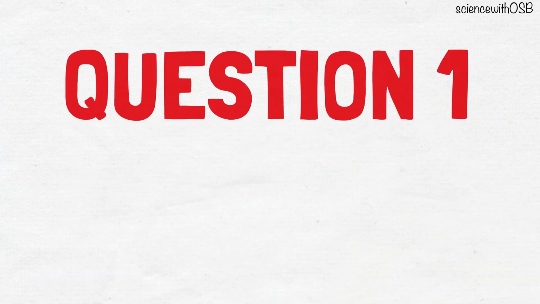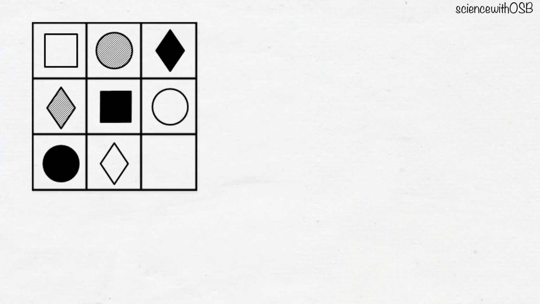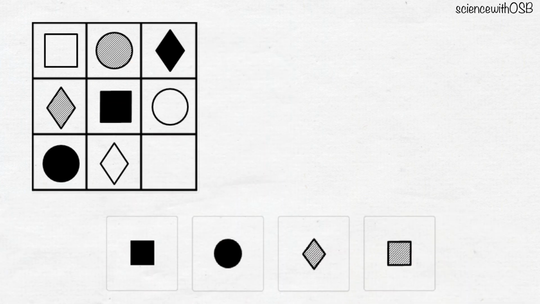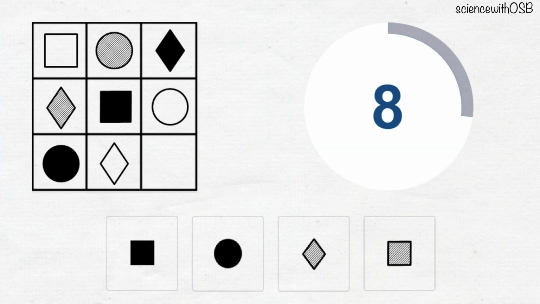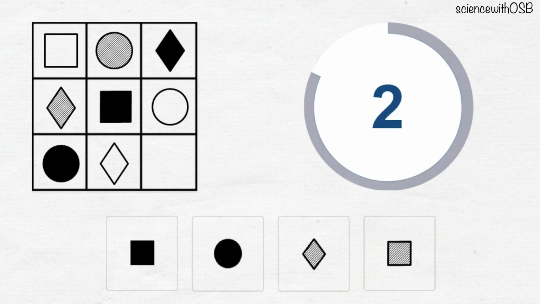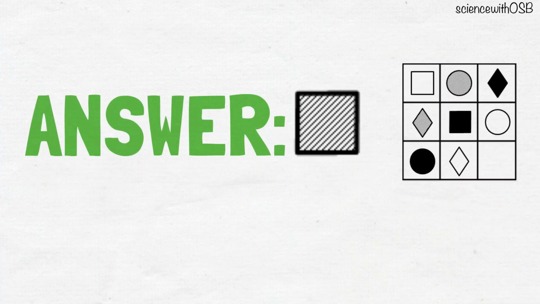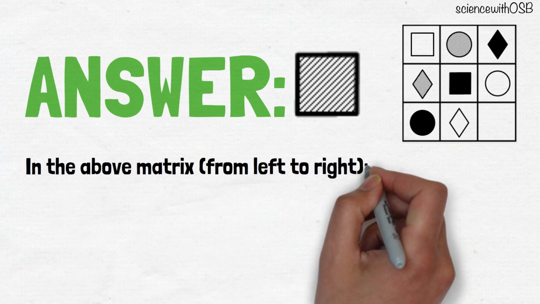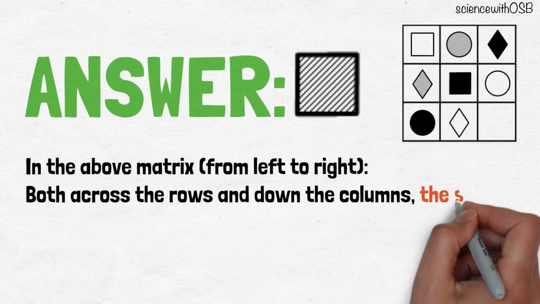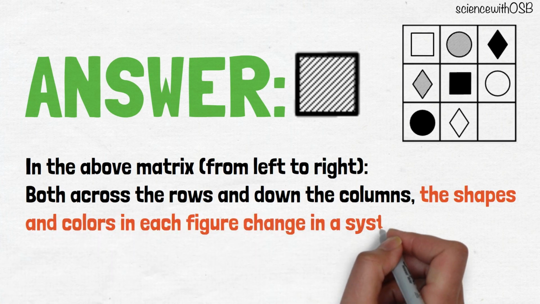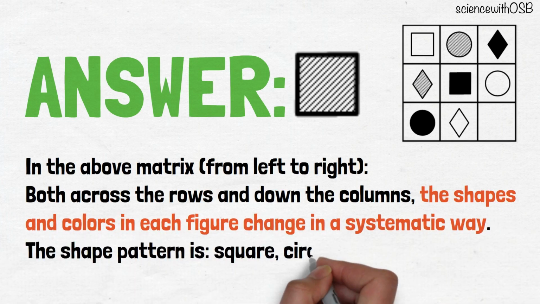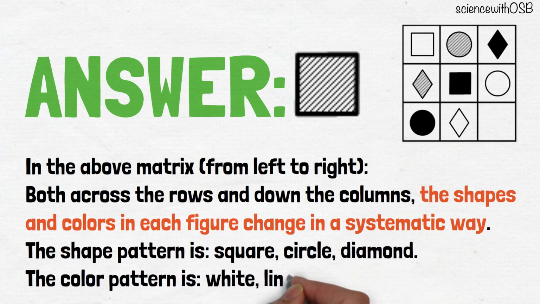Question number 1. Observe this matrix carefully and find out which is the most appropriate one out of all. The correct answer is 4. In the above matrix, from left to right, both across the rows and down the columns, the shapes and colors in each figure change in a systematic way. The shape pattern is square, circle, diamond, while the color pattern is white, lined, black.